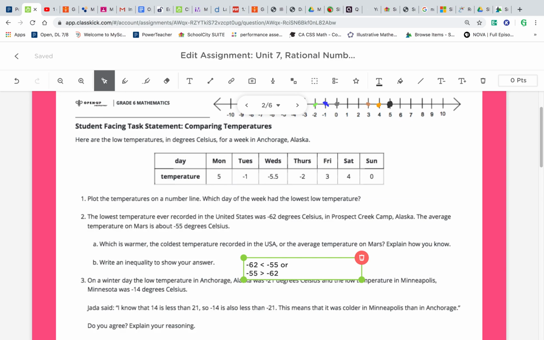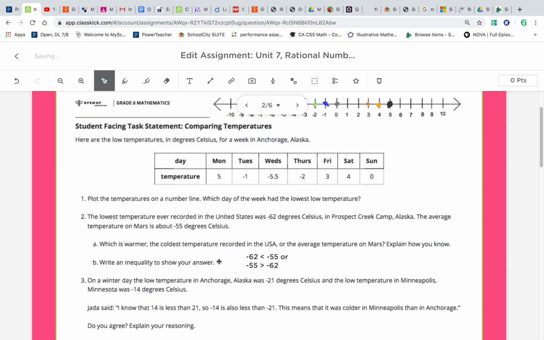And again, I do recommend looking at this and thinking about this for a little bit because it's a very, very common way to make a mistake. A lot of people ignore or just don't see the minus sign. And so all they're seeing is 62 or 55. They think, well, 62 is bigger. But when we're talking about negative numbers, it is different.